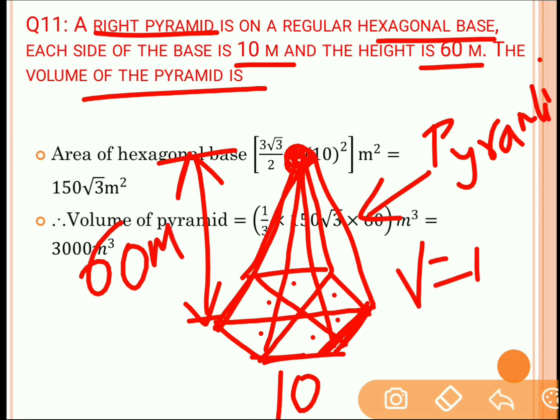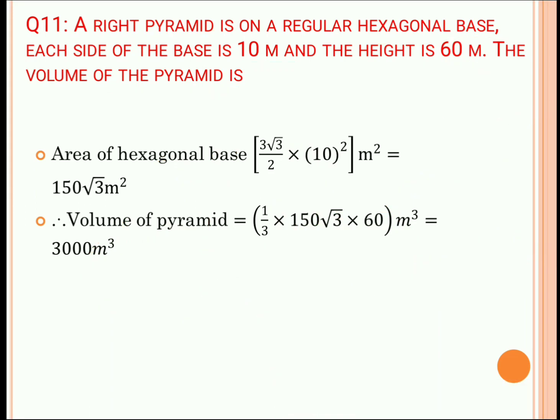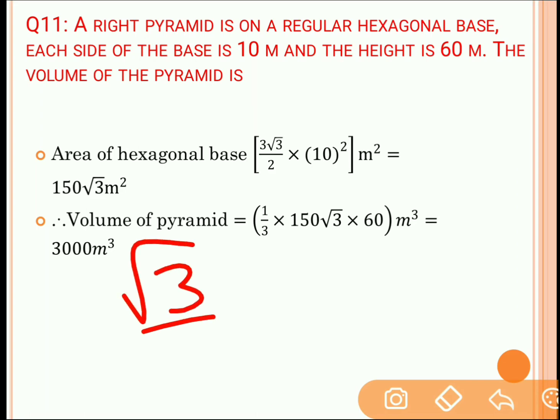So volume is equal to what? Area of the base into height. So height is 60 meter. We need to find out the area of the base. Once it is done, we can multiply area and height. So let us proceed further. Area of the hexagon is area of the 6 equilateral triangles. So the equilateral triangle formula is √3/4 a².